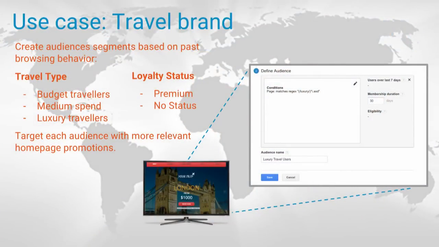So a travel brand. Maybe if you're running an airline or if you have some type of place where you have different spend levels of travelers or different loyalty status of travelers, you can use audiences and trigger those off particular hits or page views or maybe attributes about a particular hit or a custom dimension to create an audience that you can use to target those users with more relevant homepage promotions when they return. So that's one case for a travel brand.